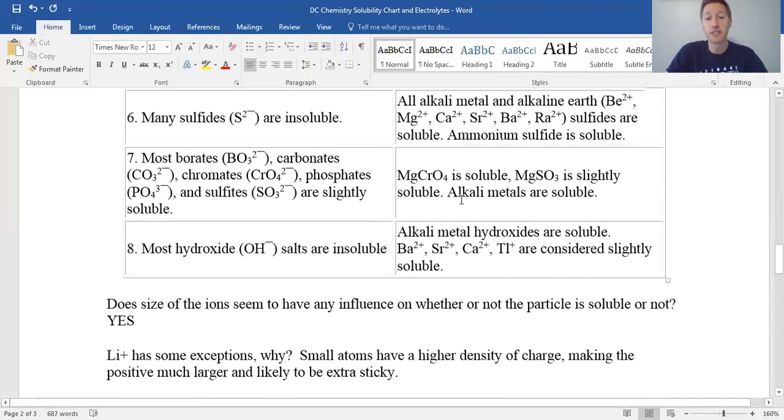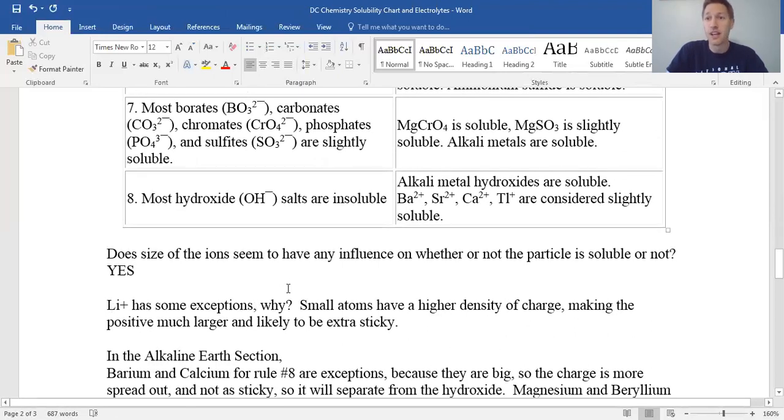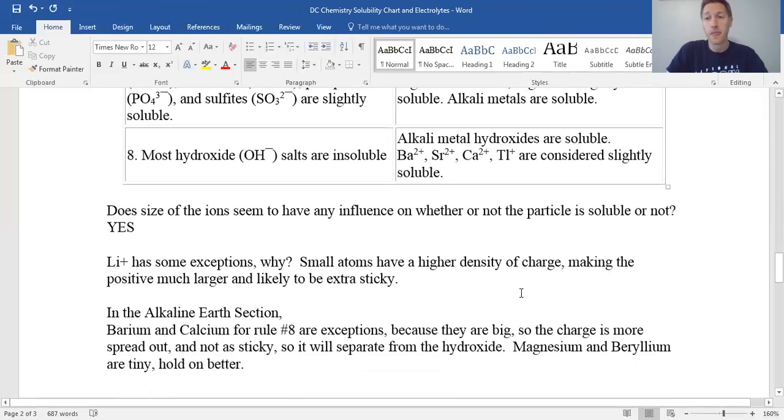We should mention too that it makes a difference how big you are. Again, this is just going a little further, like discussing the general trend. The size of ions makes a big difference in whether you're dissolved or not too. So for example, lithium has some exceptions. The reason is that lithium, compared to the other alkali metals, is super tiny, which means its positive charge is really condensed, which makes it super sticky. If there's some negative nearby, it would really like it and stick to it and not let go. Therefore, it wouldn't dissolve.